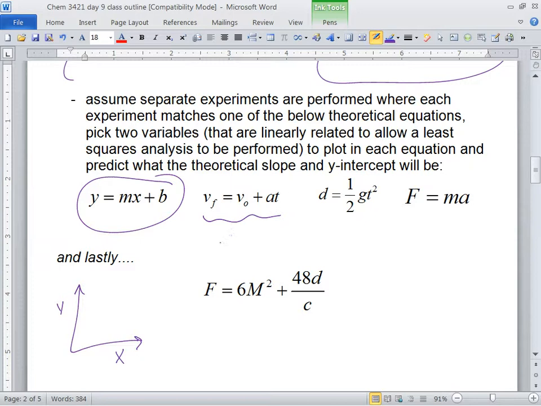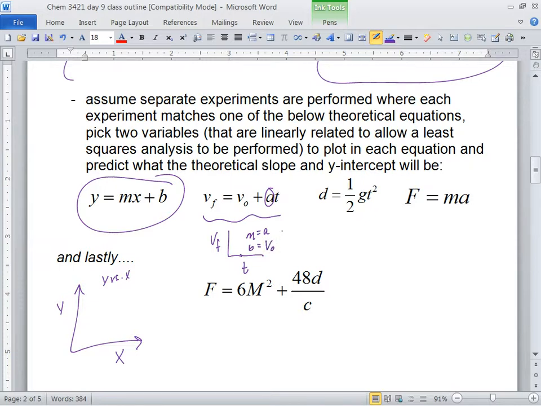You could plot, well, here this is y versus x. In this one you could plot VF versus t. Now if you did VF versus t, what will your little slope be? Your little slope would be a, all right? And your y-intercept would be? Everybody say V? Yeah, V initial.